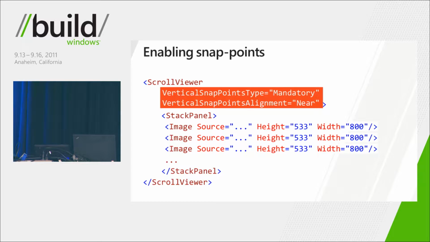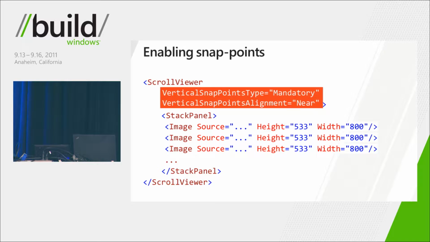Now, for the alignment, again, you have 3 values. You have near, you have center, and you have far. Since I showed you the vertical demo here, near corresponds to the top of the viewport, center is the center of the viewport, and far is the bottom of the viewport. You also have the horizontal snap points type and the horizontal snap points alignment. For horizontal alignment, near is the left of the viewport, center is the center, and far is the right of the viewport.